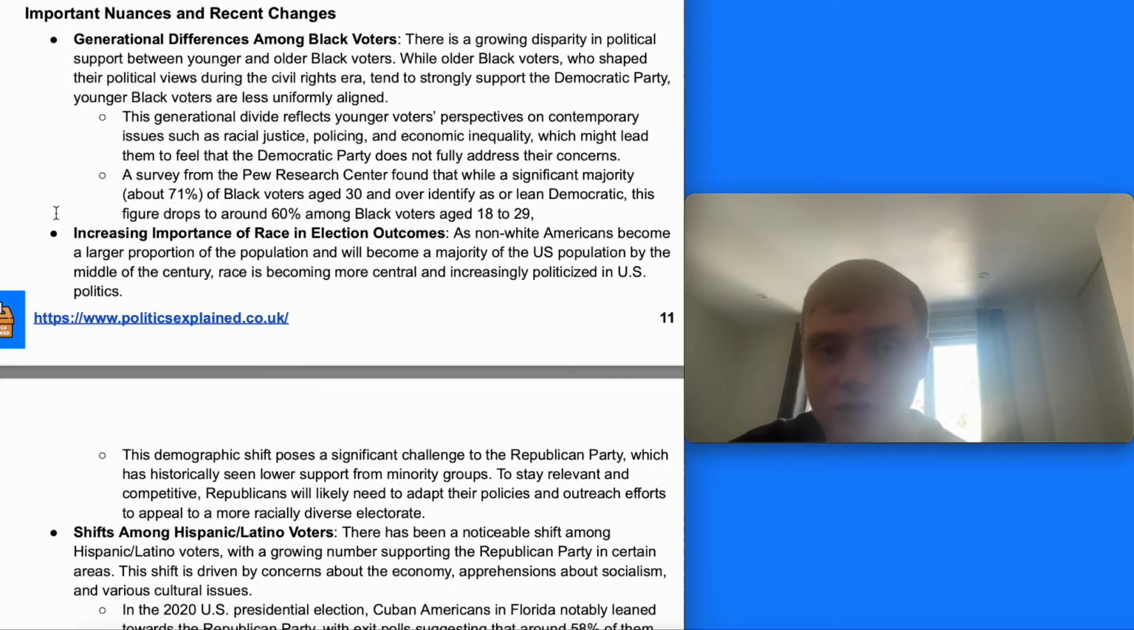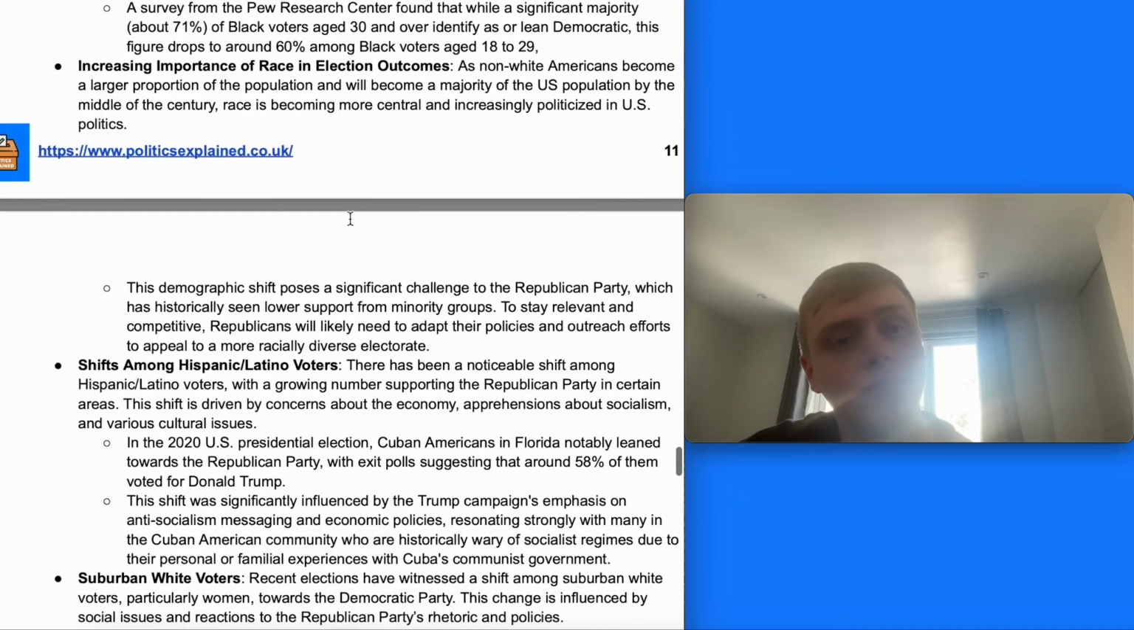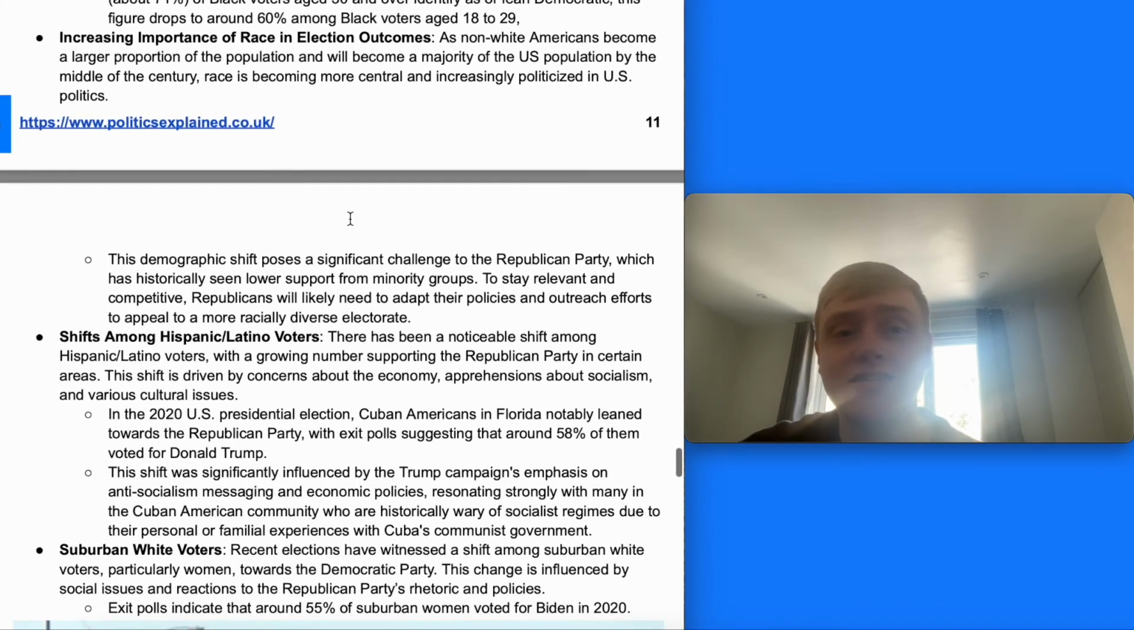And a survey from the Pew Research Center found that while a significant majority of Black voters aged 30 and over identify as or lean Democratic, so 71%, this figure drops to around 60% among Black voters aged 18 to 29. There's also an increasing importance of race in election outcomes.